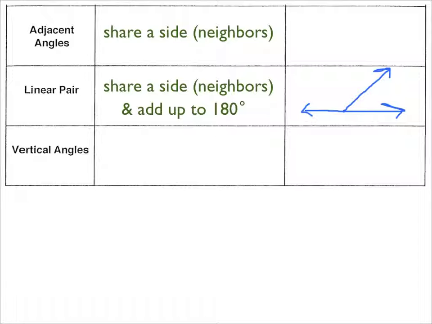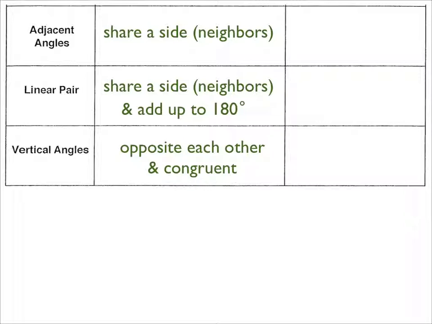So this is what a linear pair looks like. They have to share a side, therefore they're adjacent, and they have to make up a straight line together, therefore they add up to 180. Last one. Vertical angles are opposite of each other, and they're congruent.